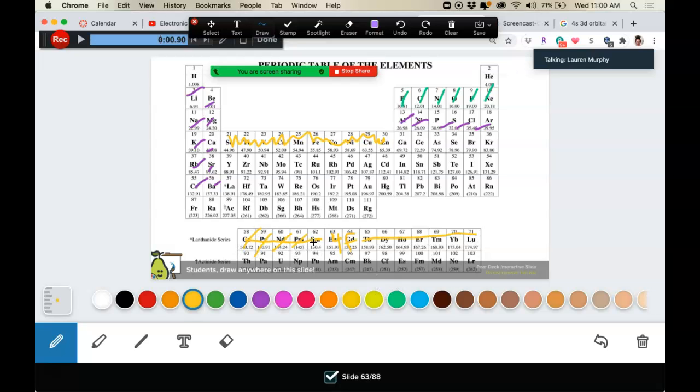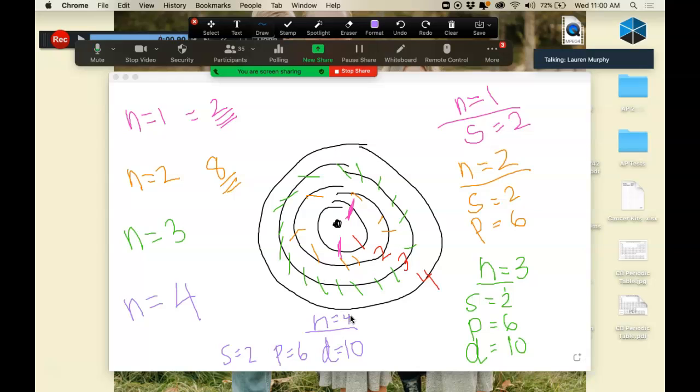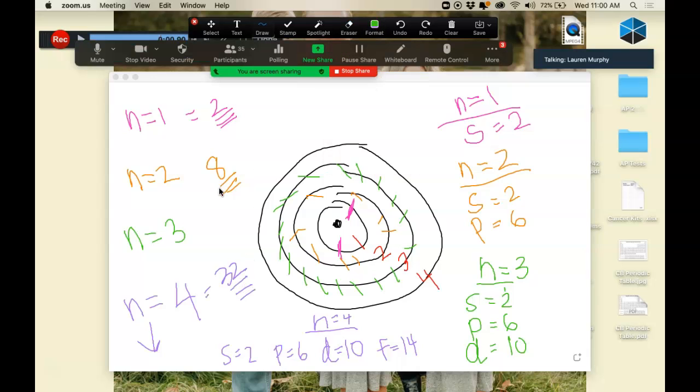1, 2, 3, 4, 5, 6, 7, 8, 9, 10, 11, 12, 13, 14. There are 7 types of f orbitals, and they max out at 2 electrons each. So that's 14 electrons that I can account for from the f, which means your fourth energy level can hold, what's this? 14 plus 10 is 24, plus 6 is 30, plus 2 is 32 electrons. Oops, I forgot to do the.